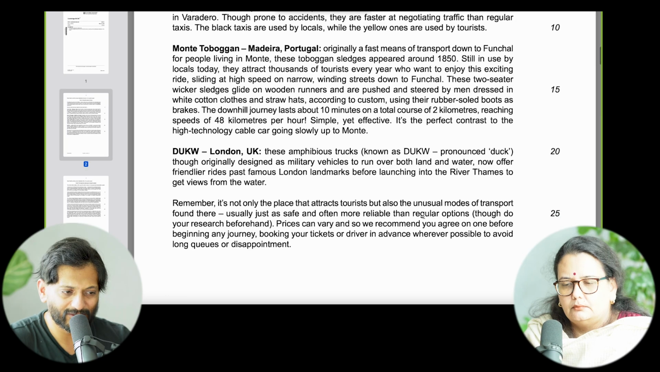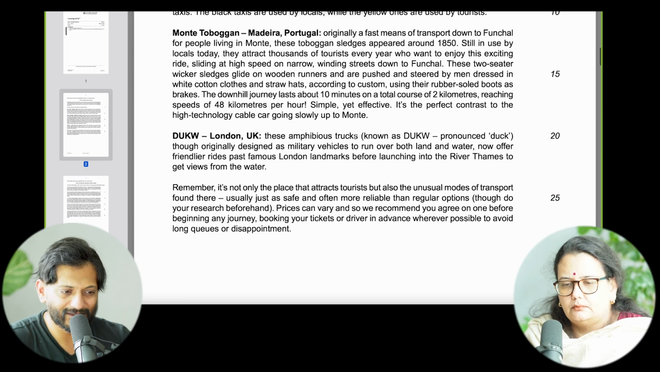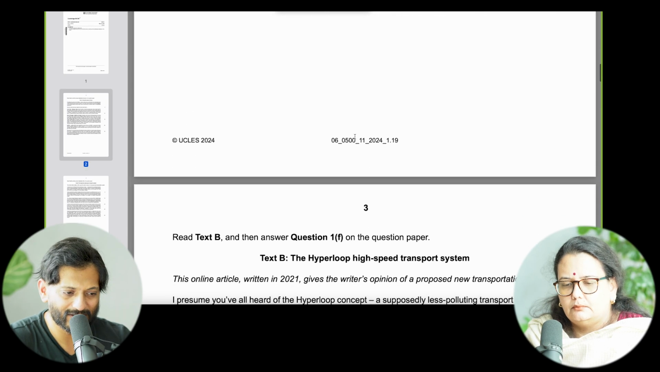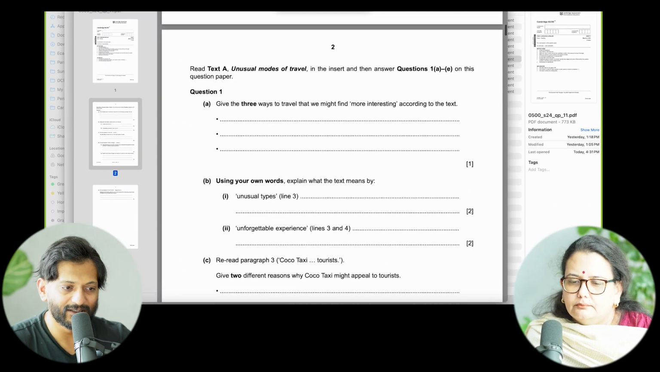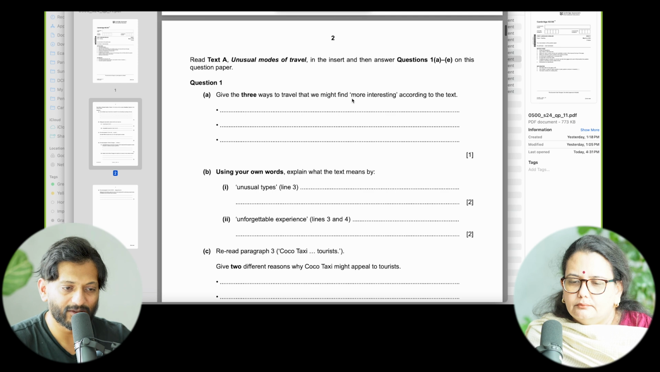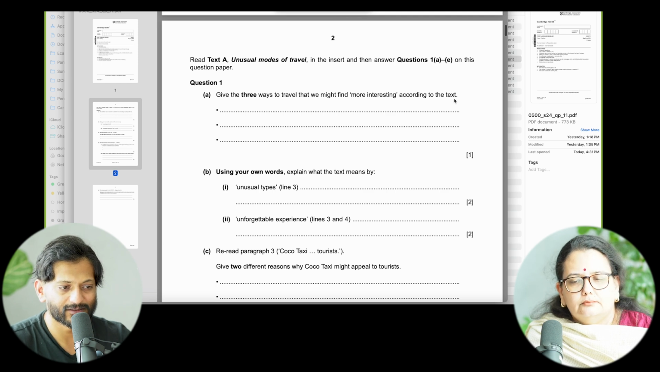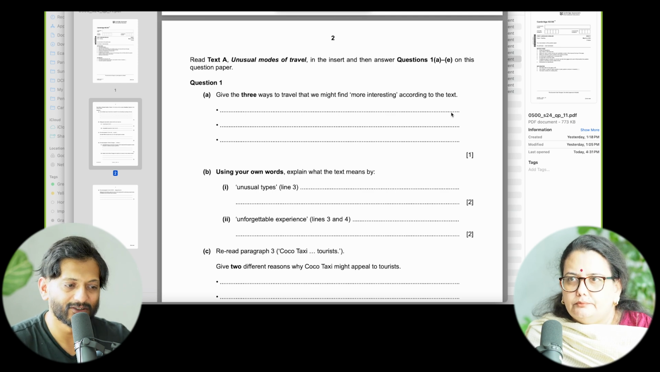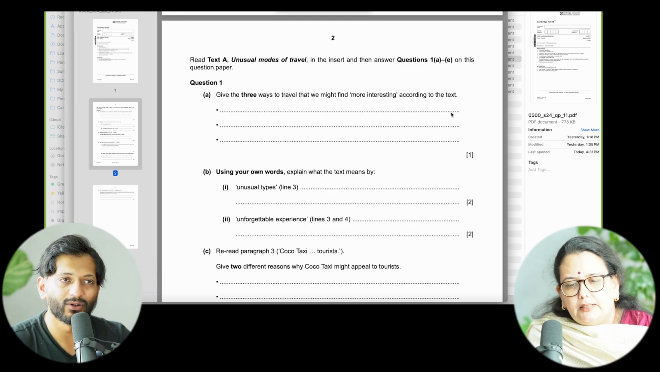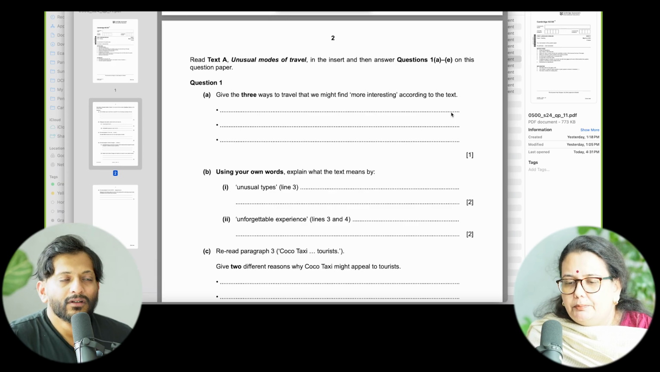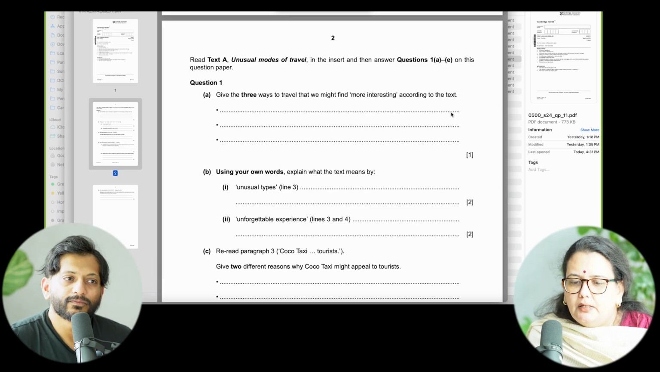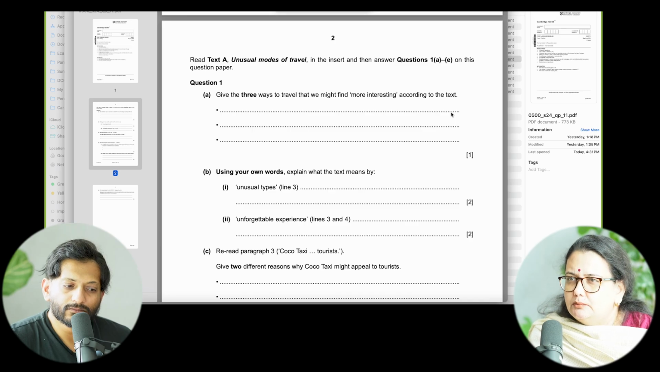different parts of the world having different modes of transport. Question number 1: give 3 ways to travel that we might find more interesting according to the text. So here you can see, practically a copy paste kind of question. It's more direct questions where the students depict basic comprehension of the text that they read. So a lot of identify what, when, where kind of questions.